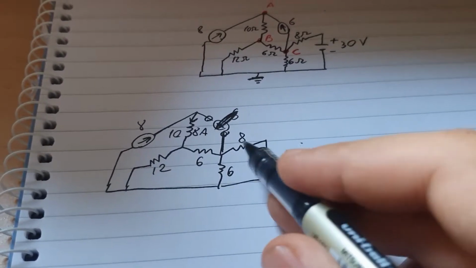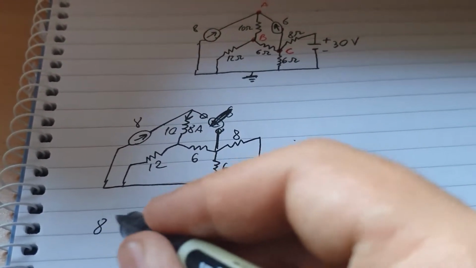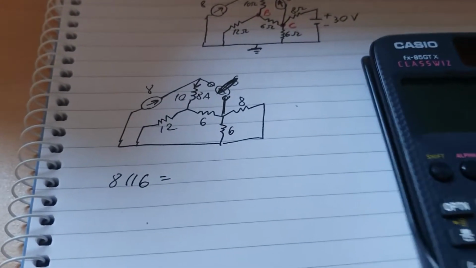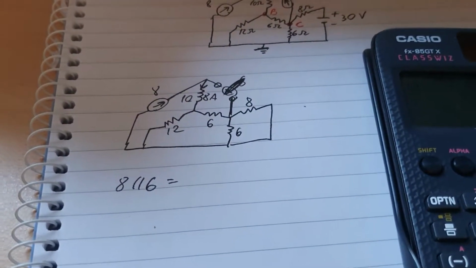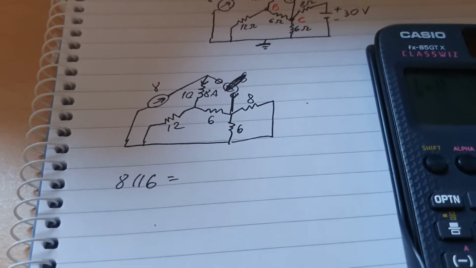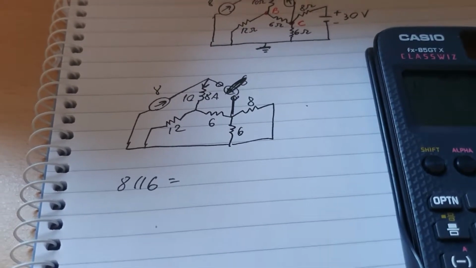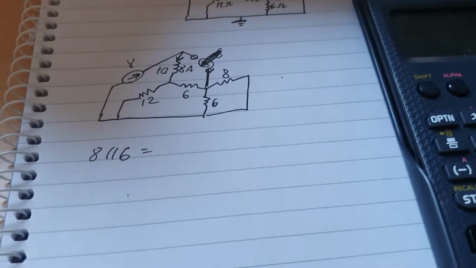Because it's an empty wire, this 8 ohms is in parallel with this 6 ohms. So 8 in parallel with 6 equals 1/8 plus 1/6, and then 1 over the answer. That will give us 3.42.